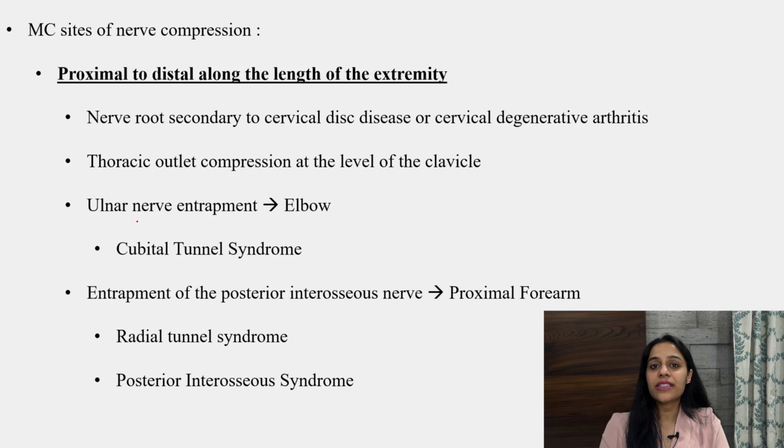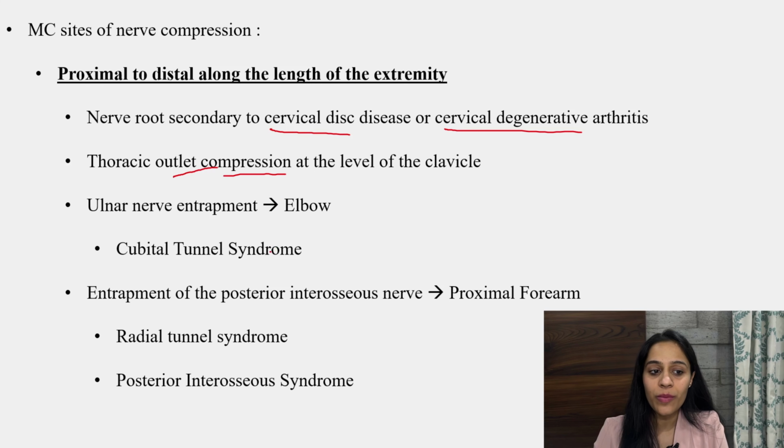So proximal to distal, when we go, nerve roots, that is C5, C6, C7 till T1, the brachial plexus, these nerve roots can get compressed by cervical disc disease or cervical degenerative arthritis. Okay. Second important is thoracic outlet compression, which can occur at the level of clavicle. Third, at the elbow, ulnar nerve entrapment can occur, which is a very important syndrome known as cubital tunnel syndrome.